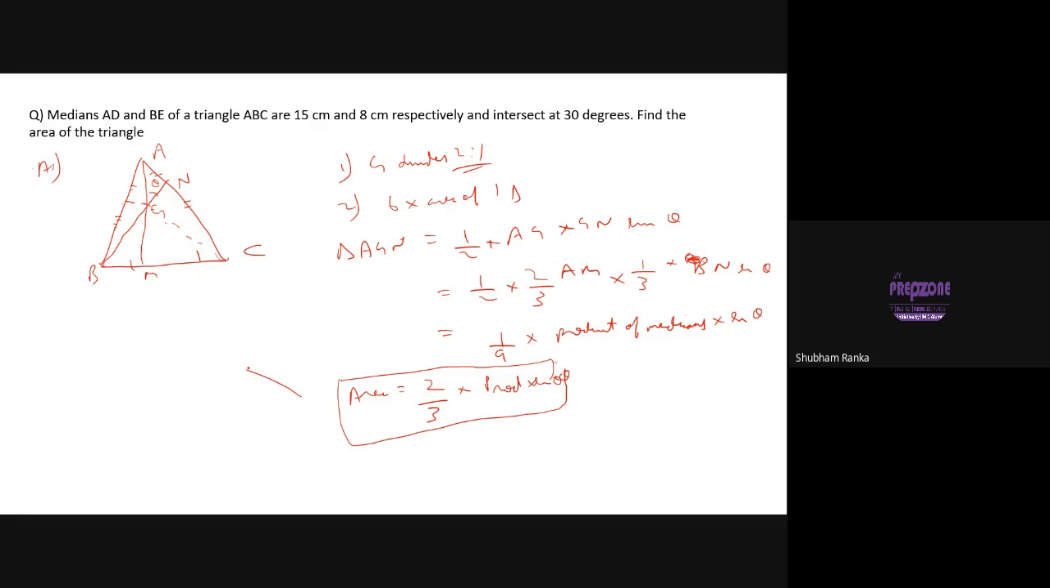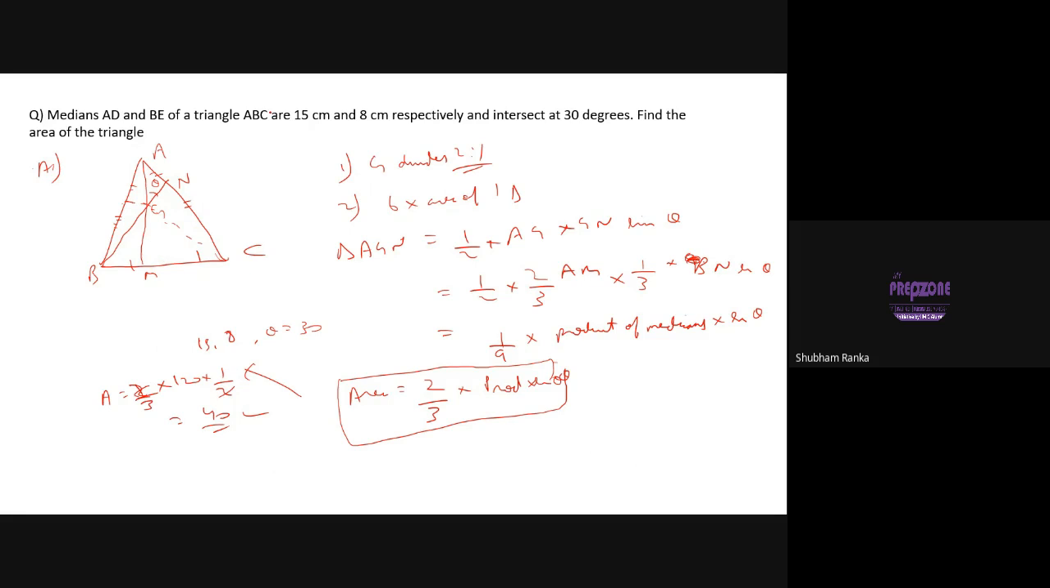So here the medians were 15 and 8, theta is 30. Area of the entire triangle will be 2/3 into product of medians, 15 into 8 is 120, into sine 30, which is half, so 40 over.